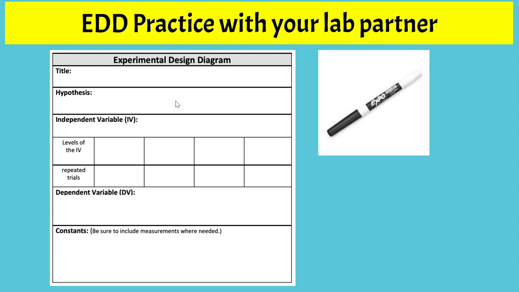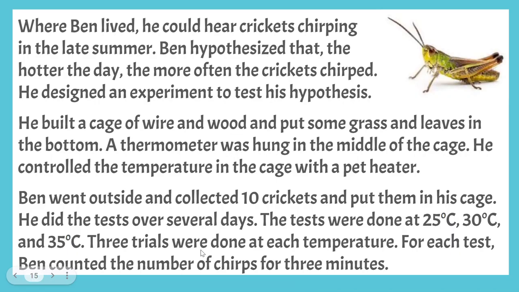Okay, so in the classroom, I asked students to use a laminated experimental design diagram sheet and try to fill it out based on this scenario. Where Ben lived, he could hear crickets chirping in the late summer. Ben hypothesized that the hotter the day, the more often the crickets chirped. He designed an experiment to test his hypothesis.